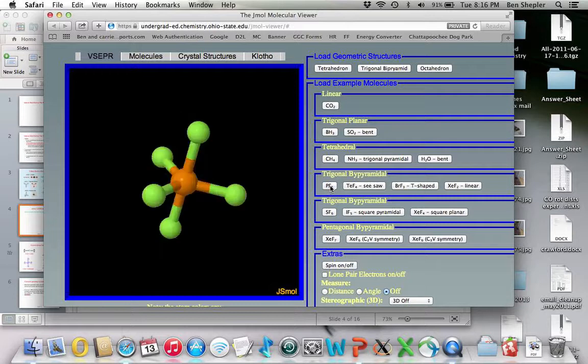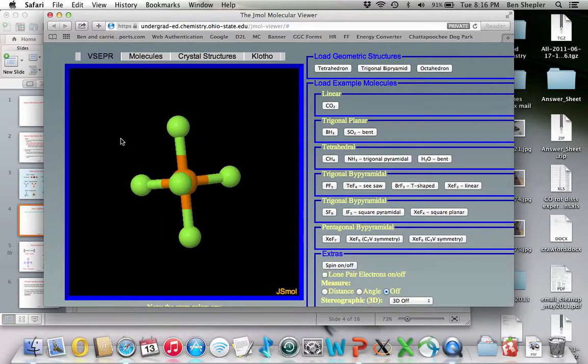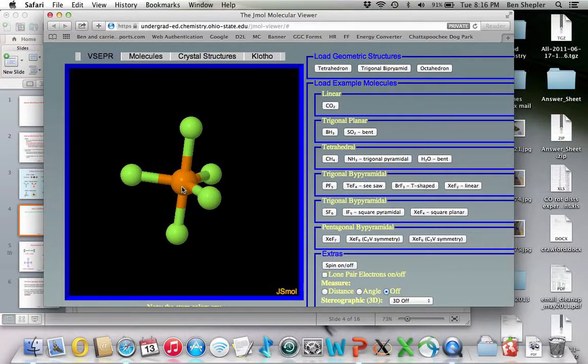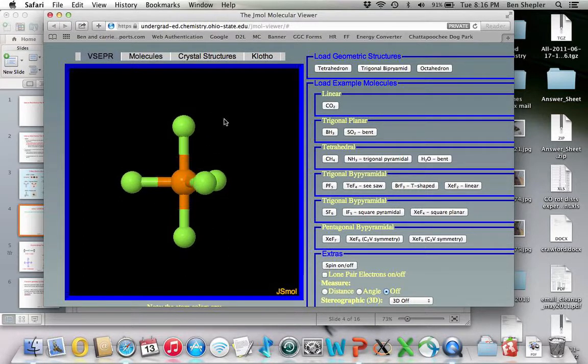When I go to 5 electron groups, this is called the trigonal bipyramidal. You can kind of see what I'm talking about here. Fundamentally, from a symmetry standpoint, these 3 atoms aren't identical to the 2 here. So these 3 we say are in the equatorial plane, and these 2 are axial. The bond angle between the 3 in the equatorial plane is 120 degrees, and the bond angle between the axial and equatorial atoms, as you can see, is 90 degrees.